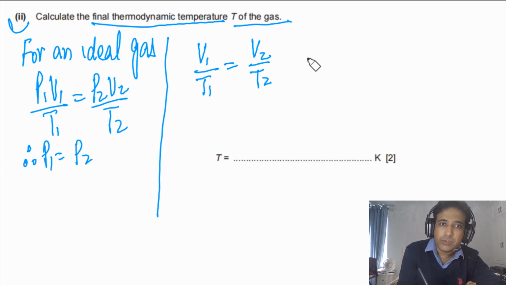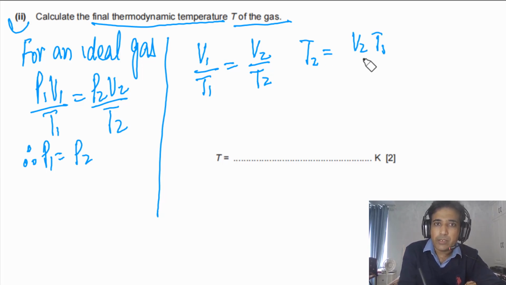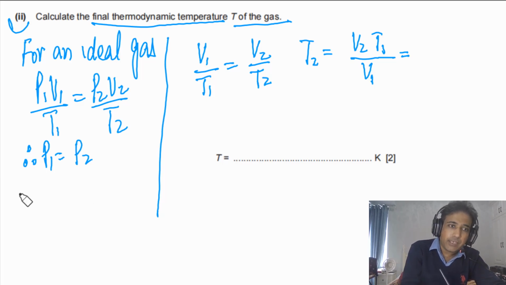And for this question, we need to find out the value of T2. So we can rearrange and write down T2. This has to be equal to V2 times T1 divided by V1. And the value of V2, let me explain here.